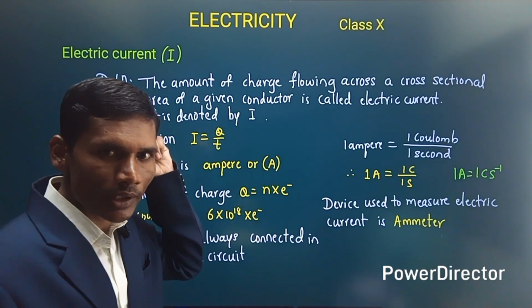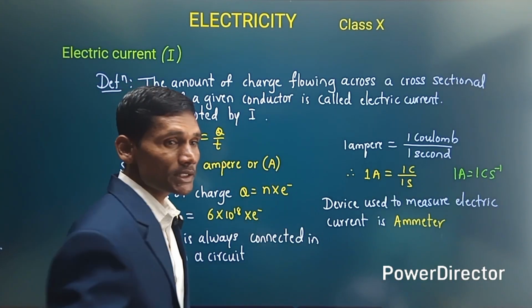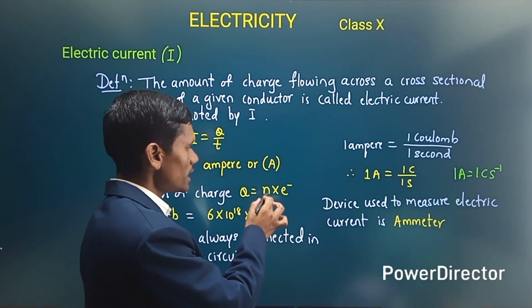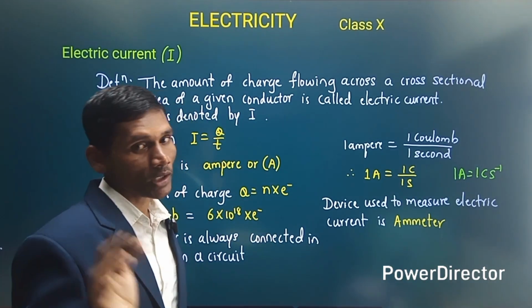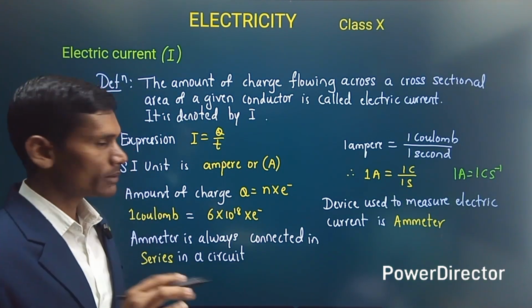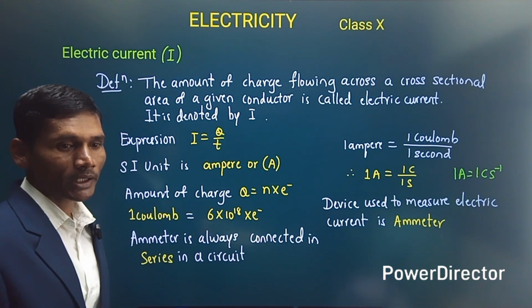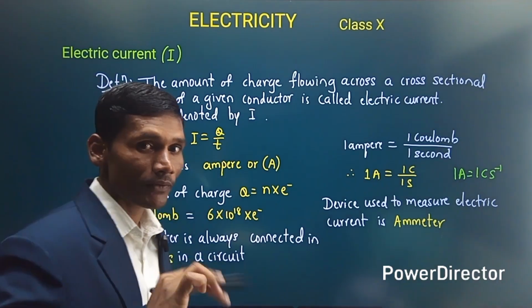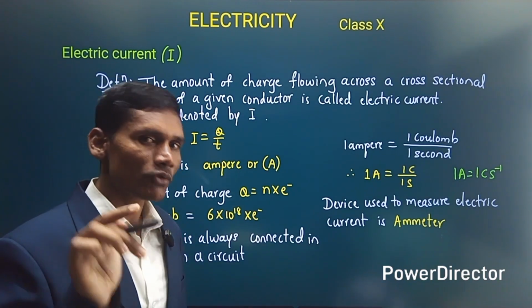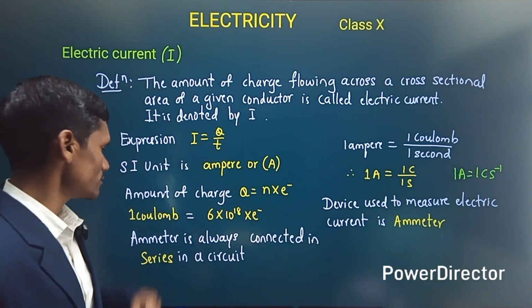Next, coming to amount of charge. Q is equal to N into E. E stands for charge of one electron, and N is the number of electrons. When you multiply, you get the total amount of charge, right? Next, coming to 1 coulomb. 1 coulomb means 6 into 10 to the power 18 number of electrons. When they are multiplied by the charge of 1 electron, you get 1 coulomb of charge, right?